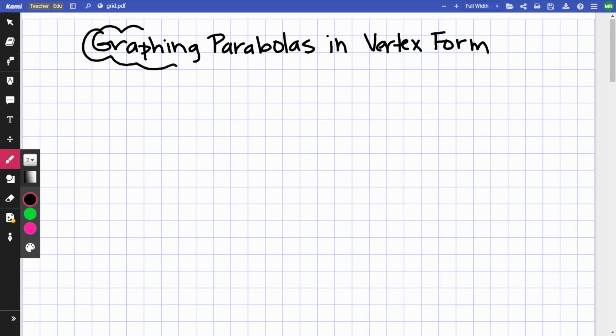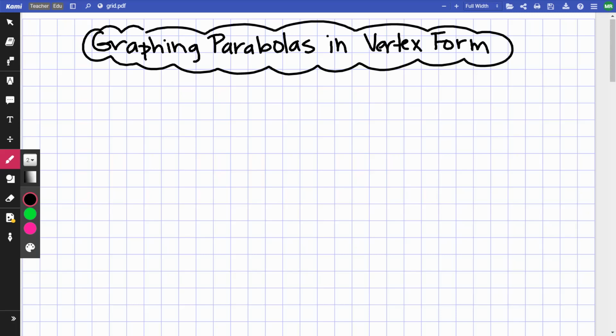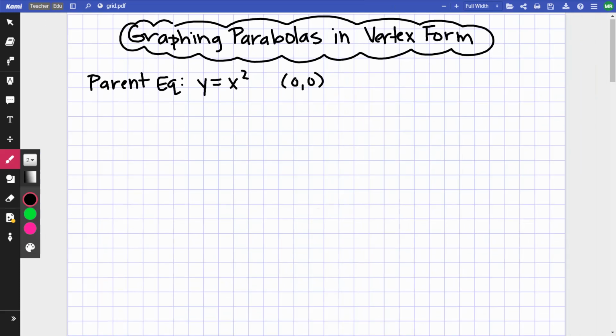So, graphing parabolas in vertex form. First thing I'm going to do is graph our parent equation of a parabola. The parent equation is y equals x squared. If you're graphing y equals x squared, you have a vertex at 0, 0. For this, I want us to be able to get at least 9 above the x-axis. I really don't need to be below the x-axis for this graph right now. So when you graph this, just make sure you can get up 9, okay?